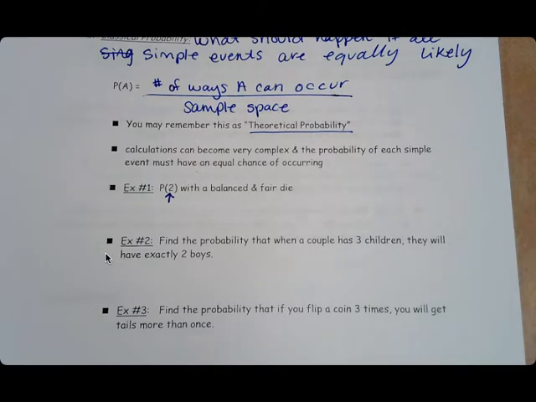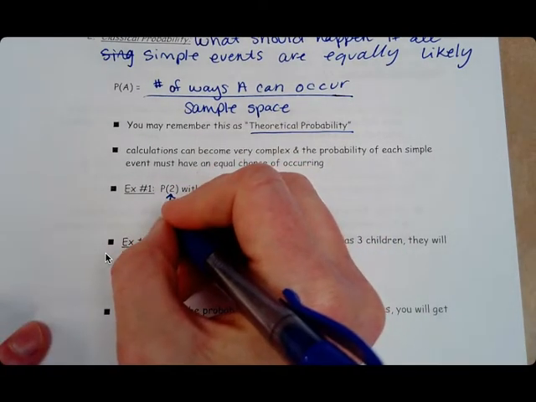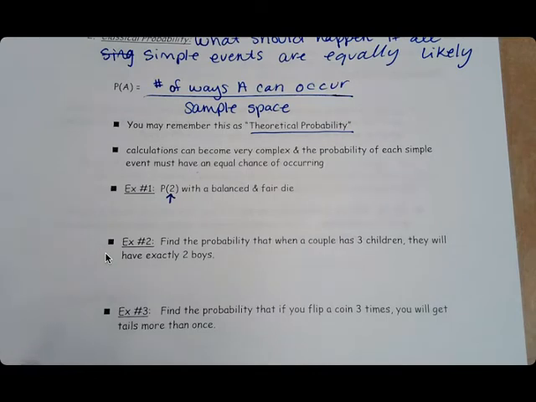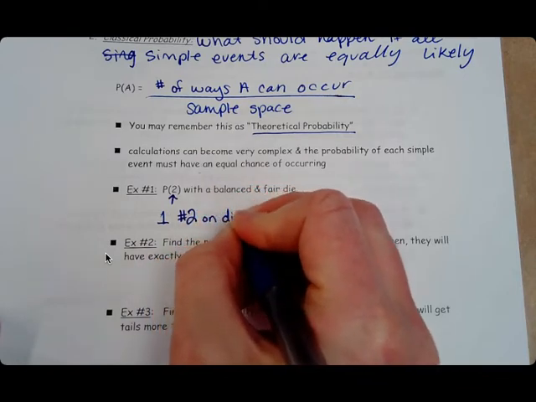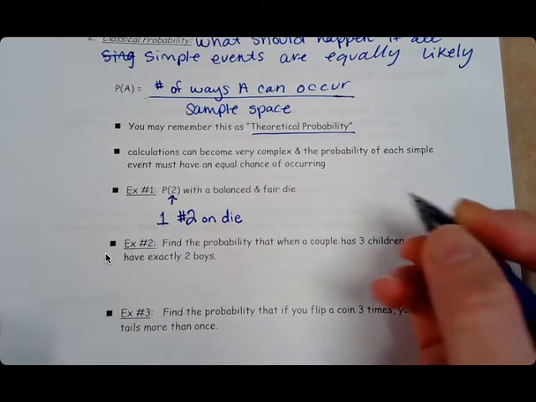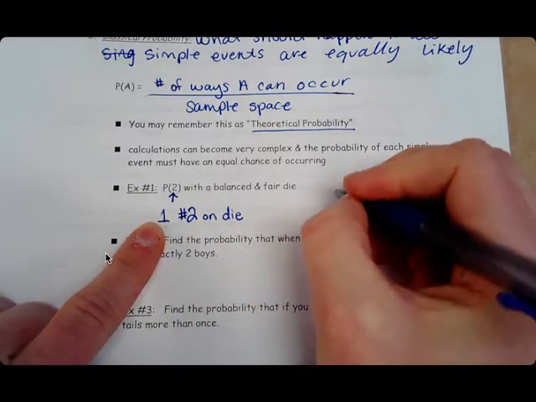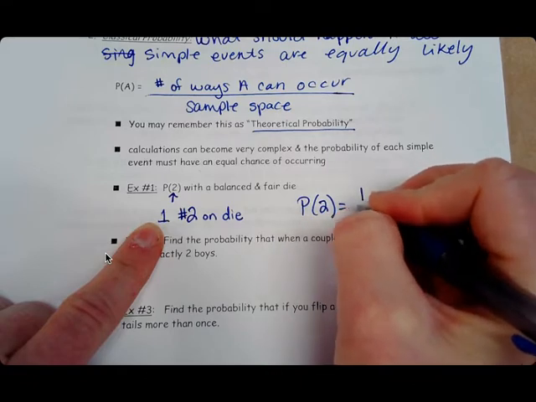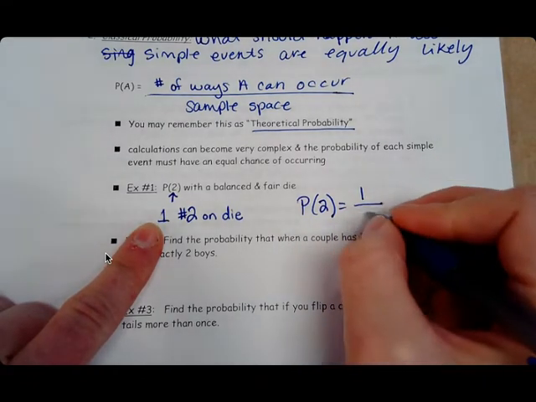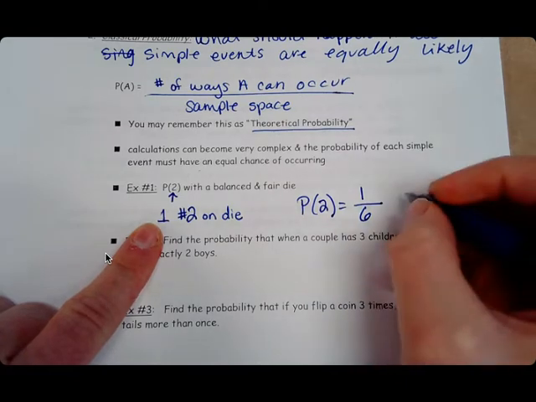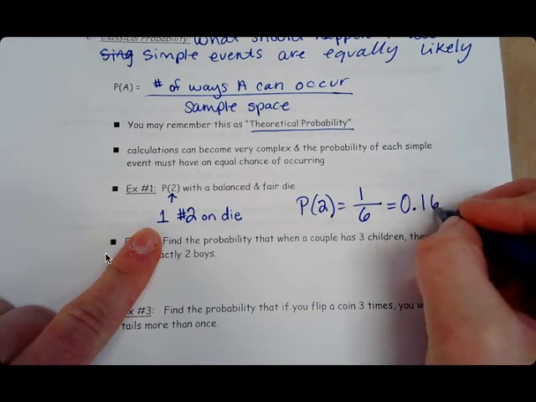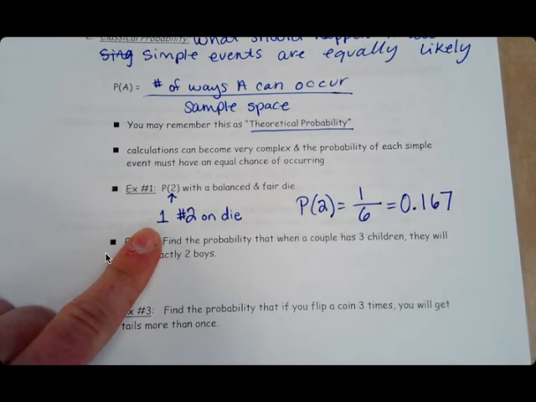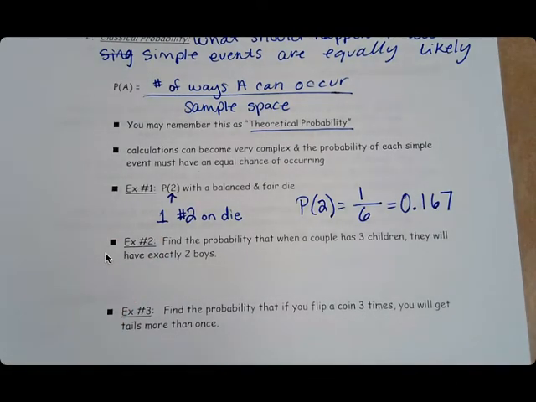So how many times can you get a 2 on a fair die? If I roll it, how many 2s are on a die? One. There's just one of them. One number 2 on a die. So then that means only one on top. So P of 2 is 1 out of how many total sides? And then what's that as a decimal? 0.167, right? Because it's 0.1666.